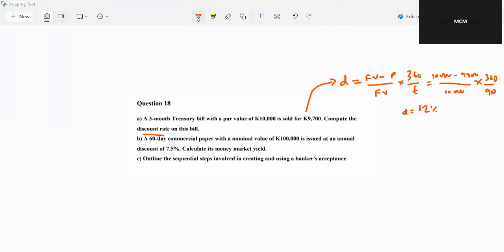So we need to first calculate the issue price. How do we calculate the issue price? We can't find the money market yield without the issue price of the CP. What's the formula of the issue price of the CP? We've been doing this question over and over. Issue price of the CP is face value, open brackets, 1 minus dt over 360.